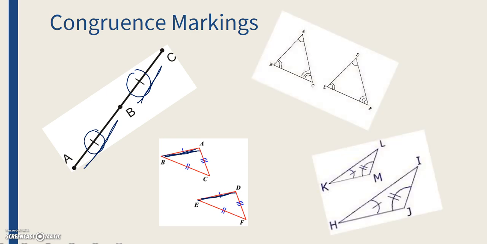Alright, when we're looking at angles, you either see these kinds of angle markings where you have 1, 2, or 3 little curves in the angle, or you have a curve with a line. So just like with the sides, the 1 is congruent to the 1, the 2 is congruent to the 2.